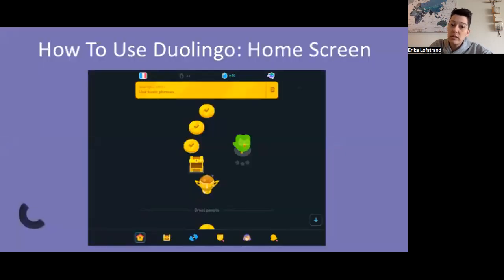So once you enter into your Duolingo app, you're brought to the home screen. This acts as a map of your progress. So each circle contains 5 lessons, and each lesson takes approximately 3 minutes to complete, meaning that one circle can be completed in about 15 minutes.